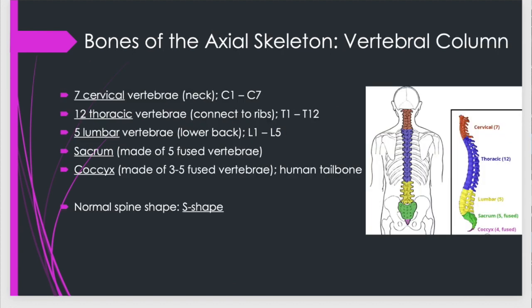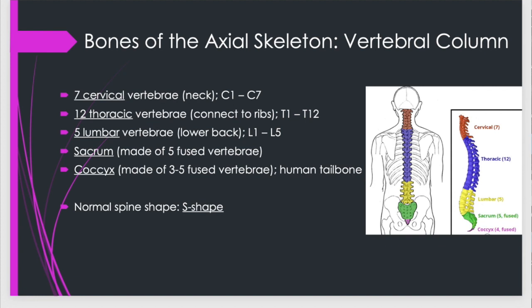If we look next at your vertebrae, you have 7 cervical vertebrae in your neck. They are going to be called C1 through C7. The C tells you that they're cervical, and then the number 1 through 7 tells you if it's the first, second, third, all the way through the 7th cervical vertebrae. So that's where that kind of name comes from for them.